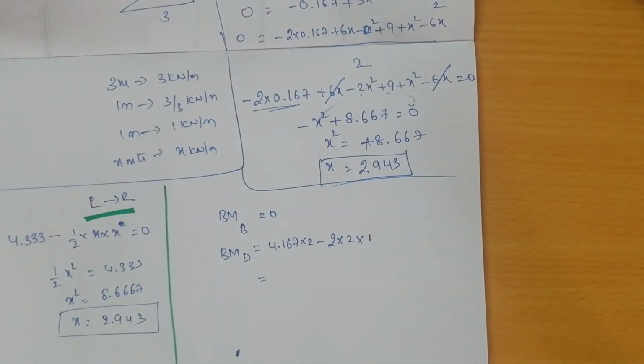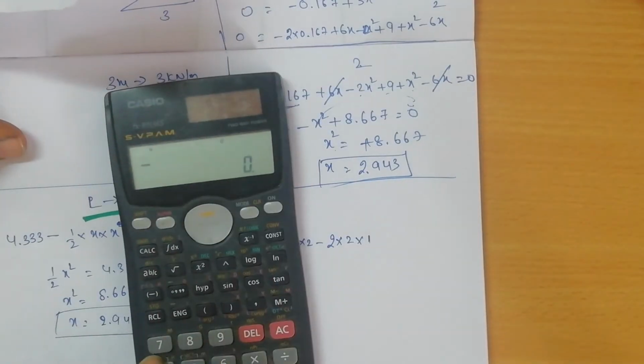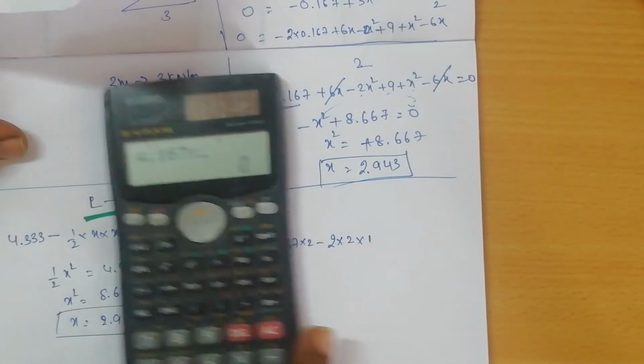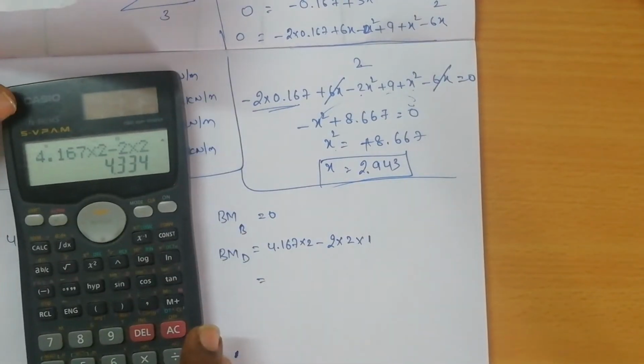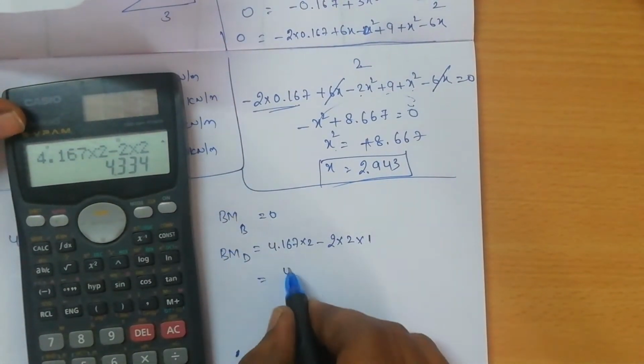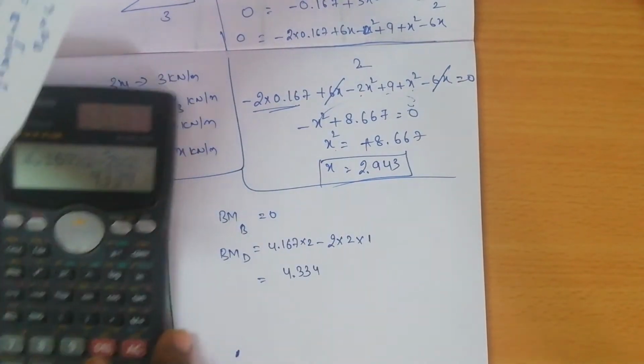So what will be the answer? Let us check. The answer is 4.167 into 2 minus 2 into 2, so the answer is 4.334, which is acting in the upward direction.